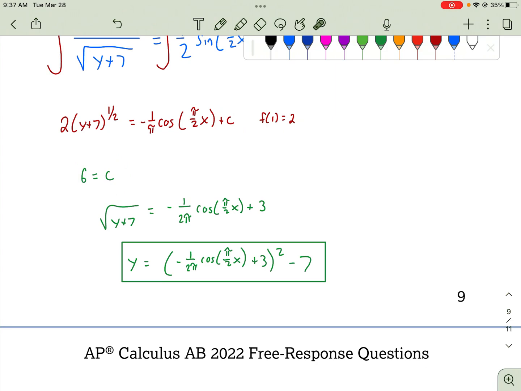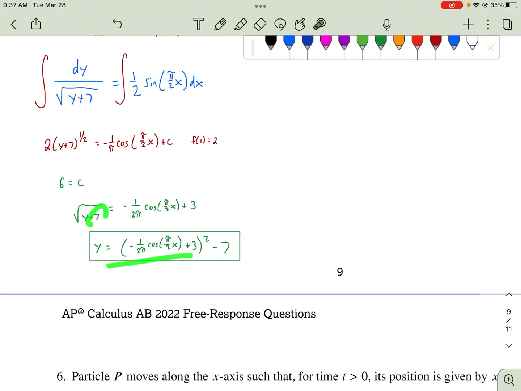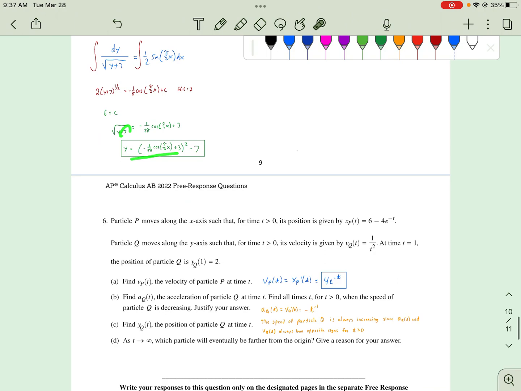Find C. Then put your C in. I already divided by 2 for this 2 right here, so I kind of skipped a step. And then square both sides and add or subtract 7. So hopefully you can follow that algebra there.